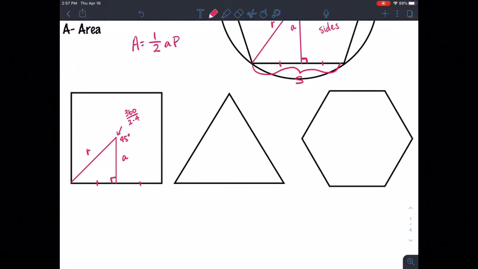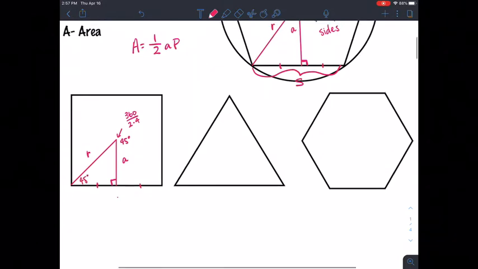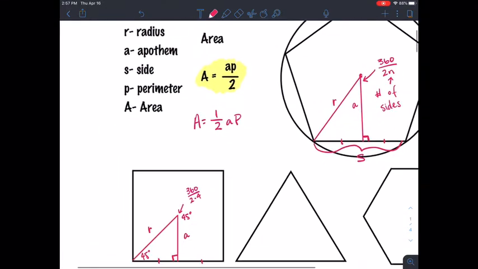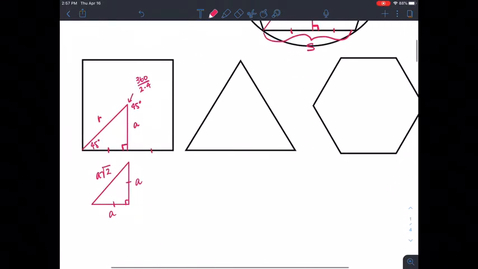Well, back in Unit 5, if you think back to our special right triangles, then whenever I split this square, I have a 45-45-90 triangle. So just a quick refresher here, if I've got a 45-45-90 triangle, these two legs are going to be the same. And remember that we have our a and a and a root 2. This is that same triangle that you have inside your square.